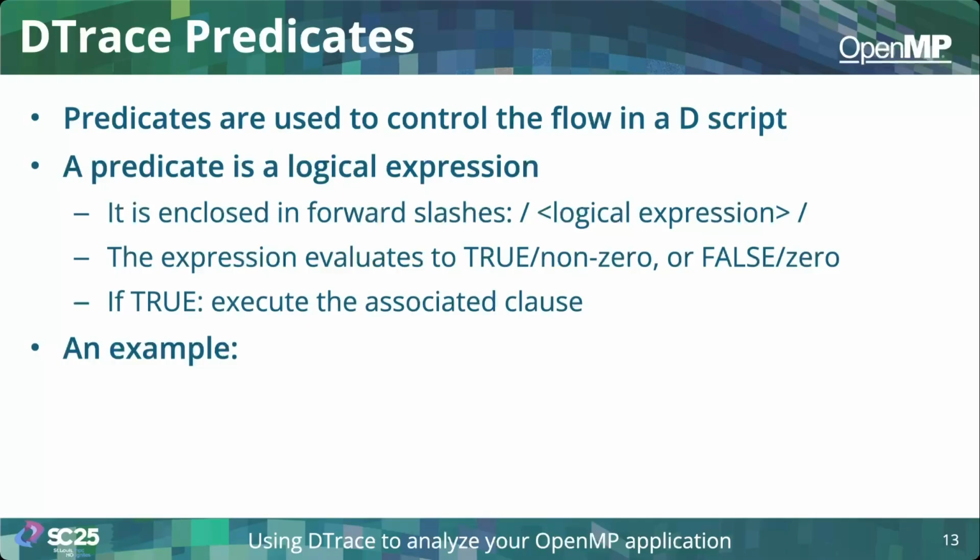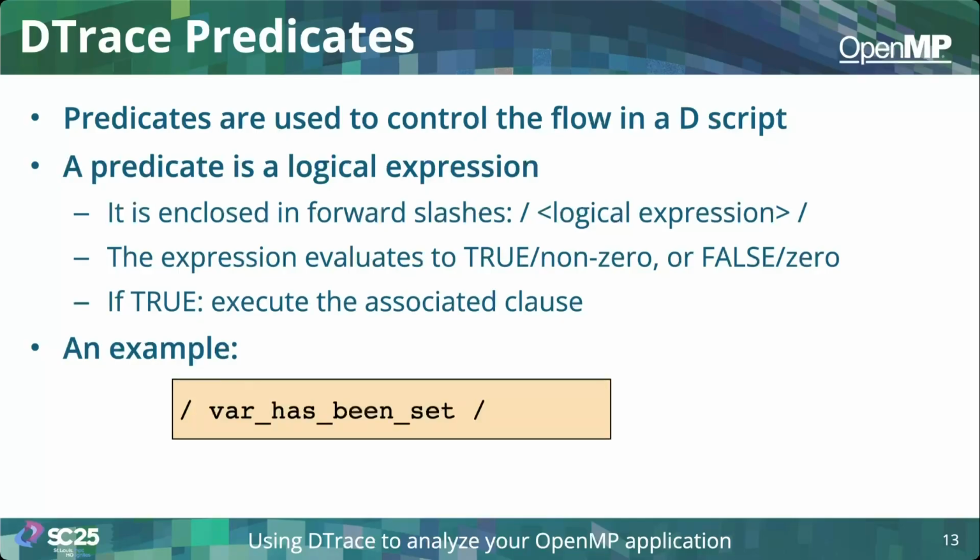Predicates, I just mentioned that, but they're very important in DTrace. You use it for control flow. The predicate is enclosed in forward slashes. There's a logical expression. If it evaluates to true or non-zero, then the clause will be executed. If it evaluates to 0 or false, the clause is skipped. And here's an example. I have a predicate, and I'm checking for the value of this variable, var has been set. And what it means, if this variable has the value of 1, that means it's non-zero, then it's true and the clause will execute. If it happens to be 0, the clause will be ignored, skipped.